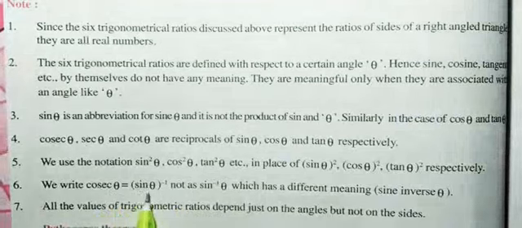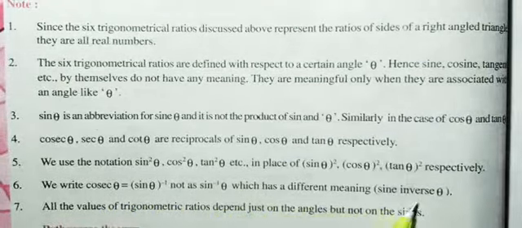Now cosec, sec, and cot are reciprocals of these. We use the notation sin square, cos square, tan square, etc. in place of this. And again cosec theta is equal to sin theta to the power minus 1. That means sin inverse, not sin to the power minus 1 theta. Okay, we have to write cosec theta is equal to this, not like this, which has a different meaning. This is the difference. This is the inverse sign or sin inverse.